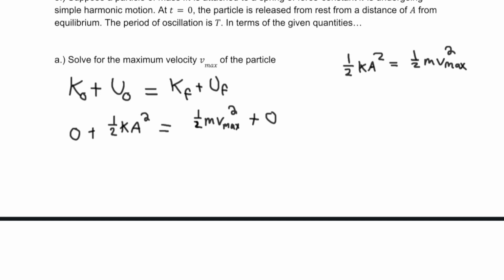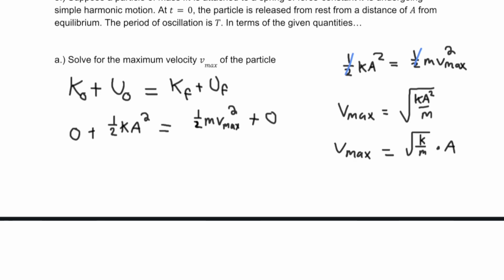So you do get a cancellation. The 1/2s cancel, and we get that v max is just going to be equal to the square root of kA squared divided by m, which is equal to square root k over m times A, which, funnily enough, is that omega times A number we used before. But we actually aren't allowed to use omega, so.